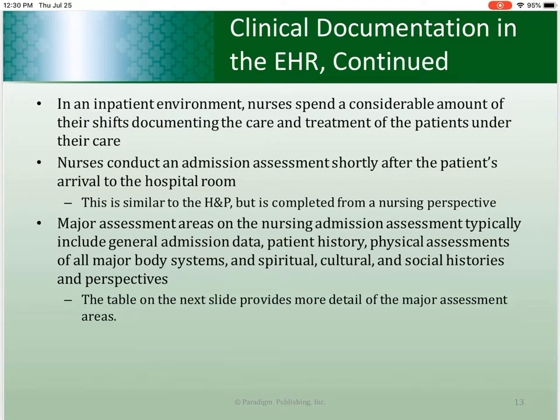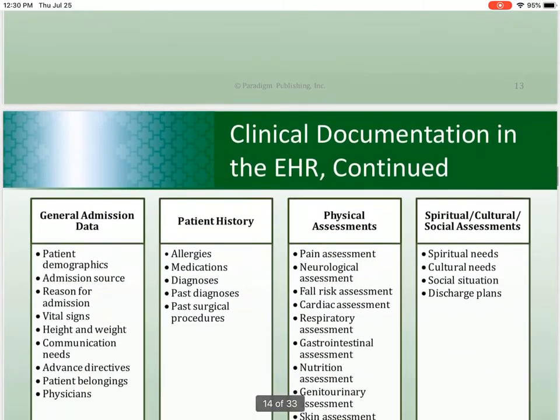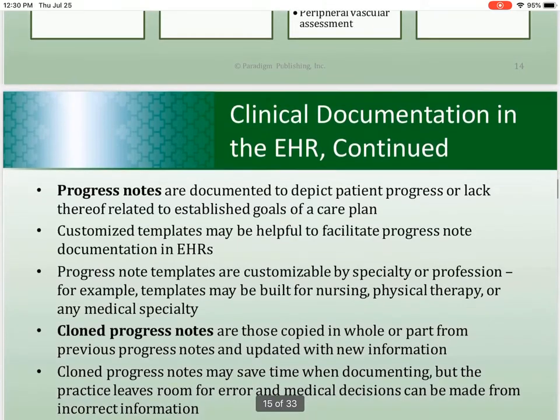And you can see on page 187, Table 7.1 has some nursing admission assessment information. We have those different major assessment areas broken down on the sides, and then some of the data elements that might actually be included in each one of those areas. All right, moving on to our progress notes here.